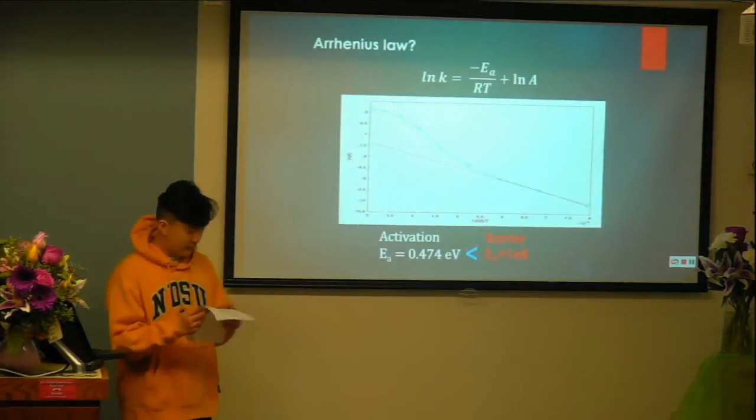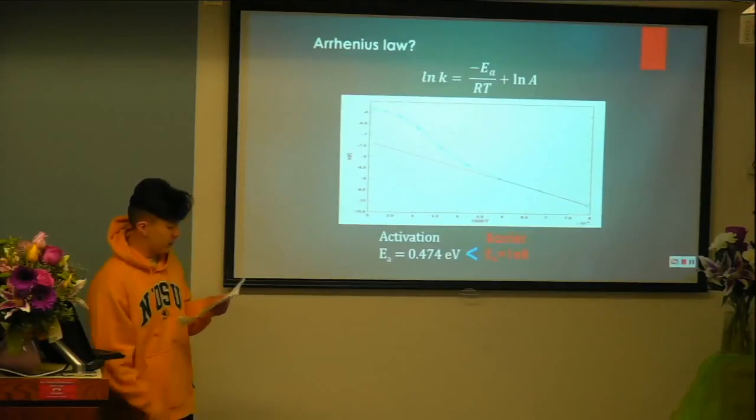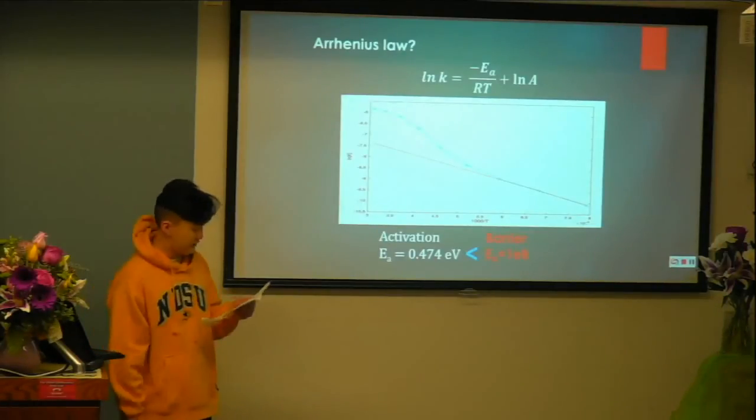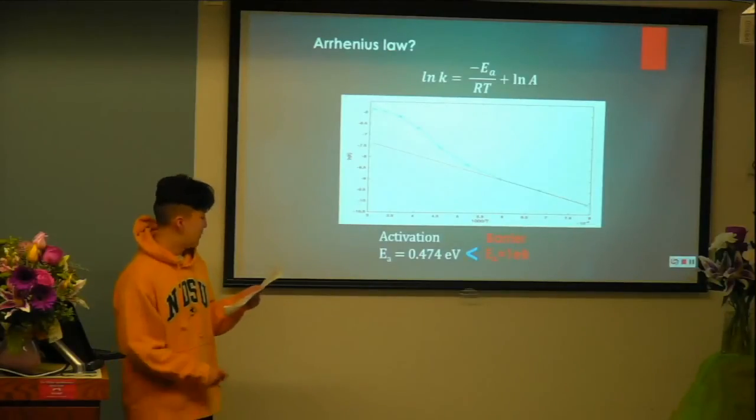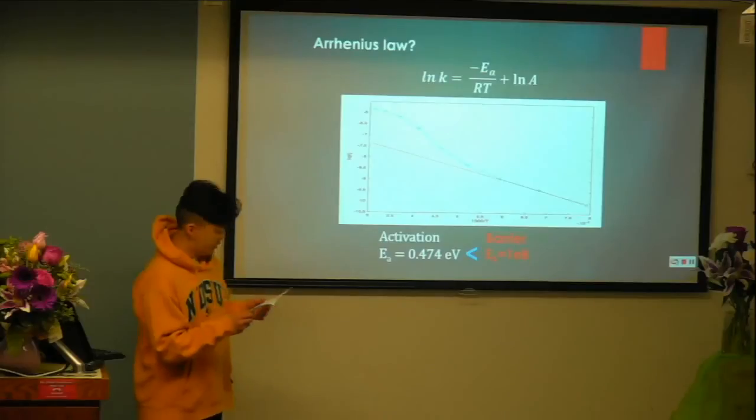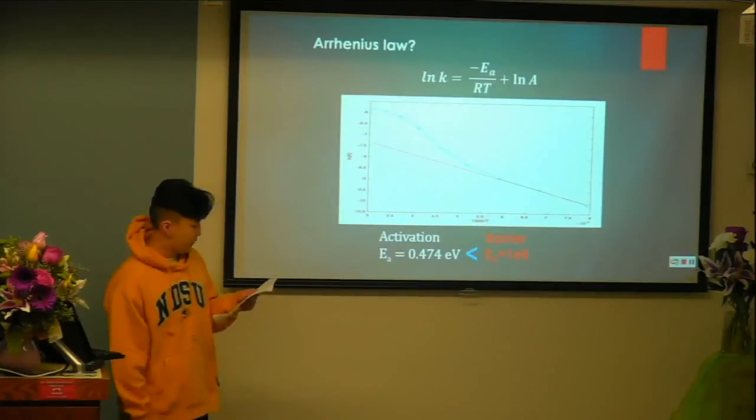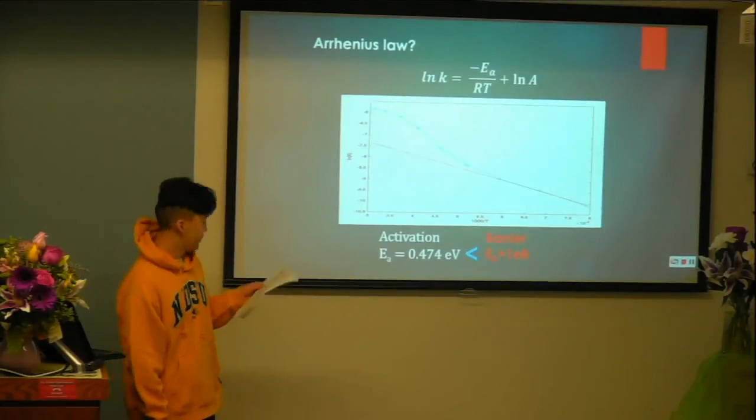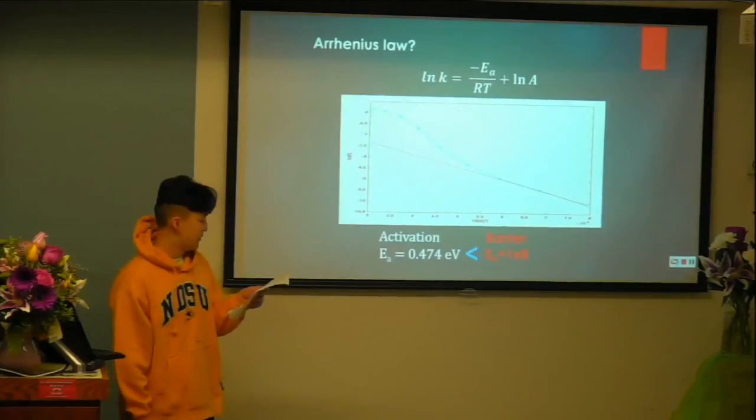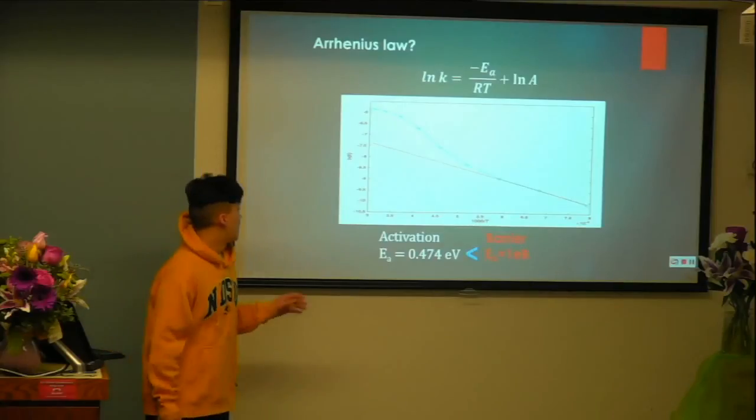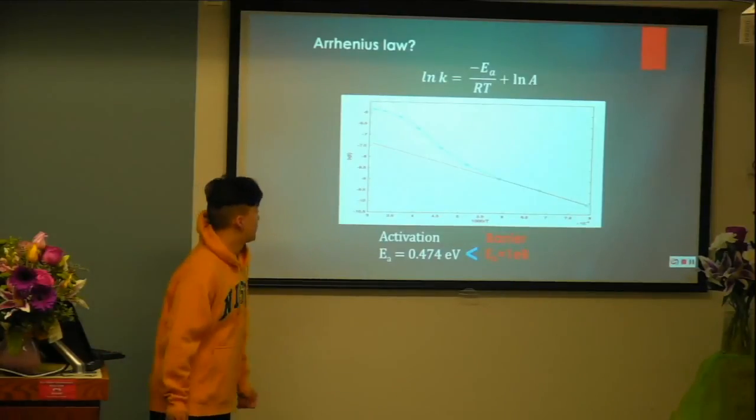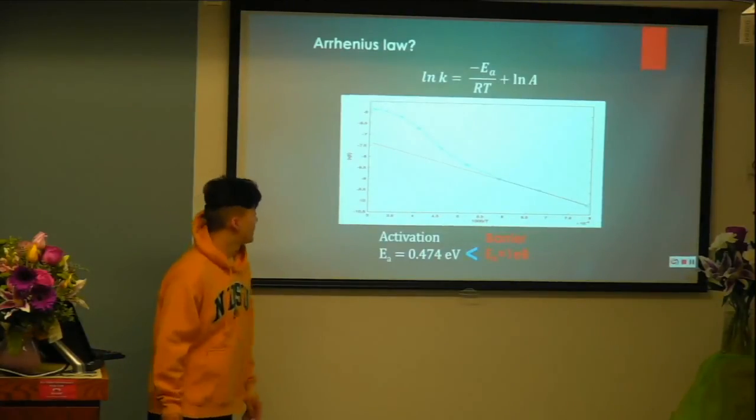And from the Arrhenius plot, we can derive the activation energy of the reaction mathematically. We can see the slope of the plot is negative activation energy over R. If we multiply R to the slope, the activation energy can be derived in the unit of electron volts. And the resulting activation energy of the reaction is 0.474 electron volts.